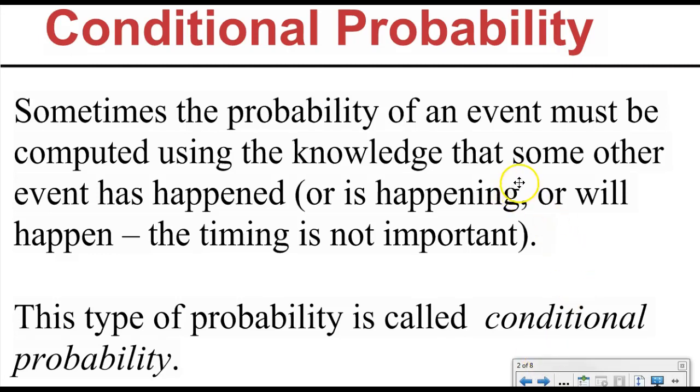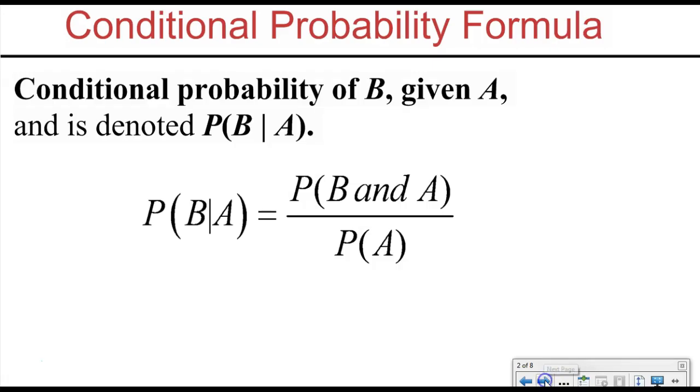Sometimes the probability of an event must be computed using the knowledge that some other event has happened, or is happening, or will happen. The timing is not important. This type of probability is called conditional probability. For example, this is our formula. Let's say we're looking at the conditional probability of B, and we're told that event A has already happened. We would use this formula. You find the probability of B and A together, and you divide it by your given. Okay? So let's do some examples of what this looks like.